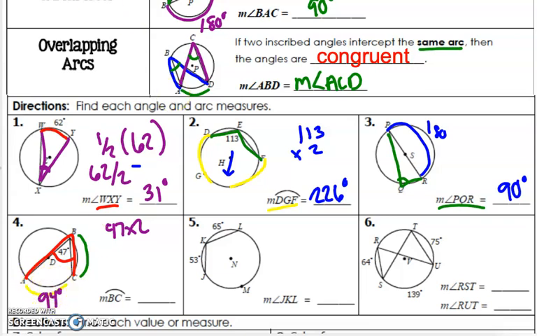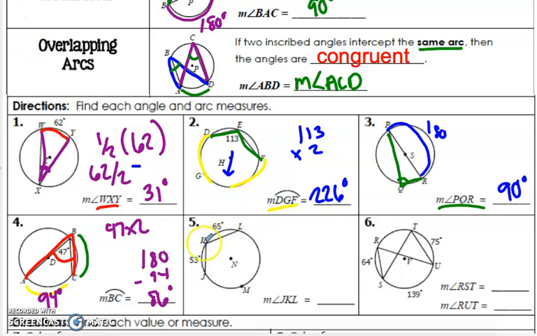Then you can use your knowledge of a semicircle to figure out the measure of BC. So we know semicircles are 180 degrees, and then I can subtract my measurement of 94 to figure out your missing arc of BC, which is going to give you 86 degrees.